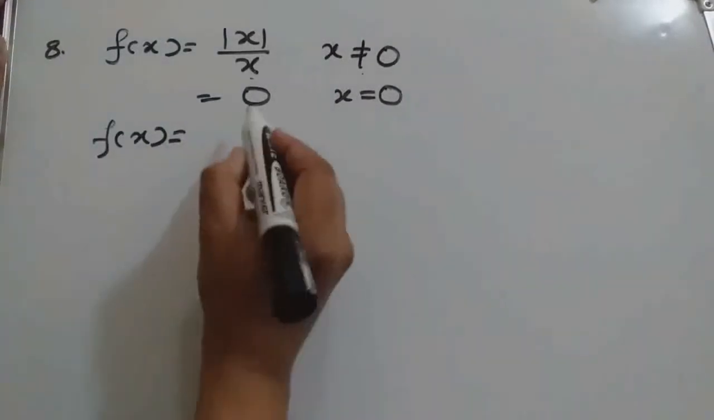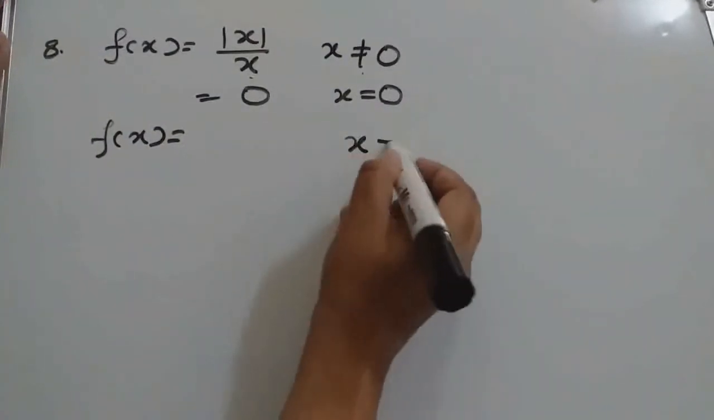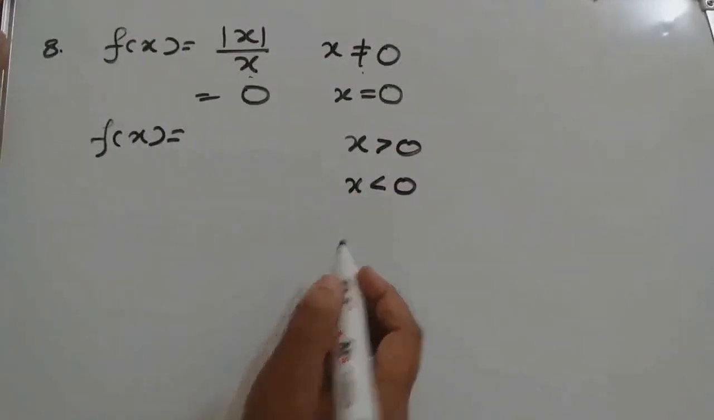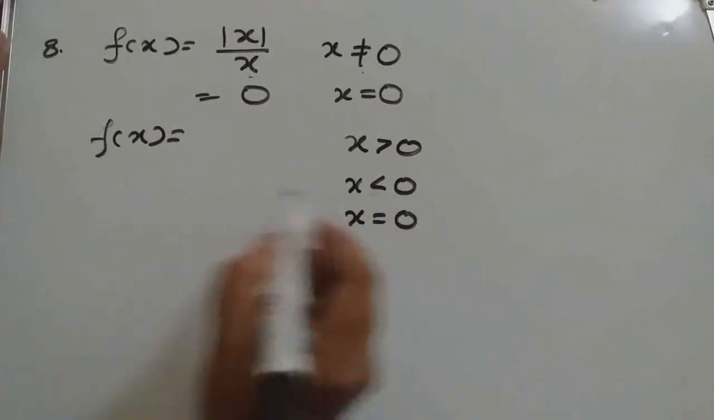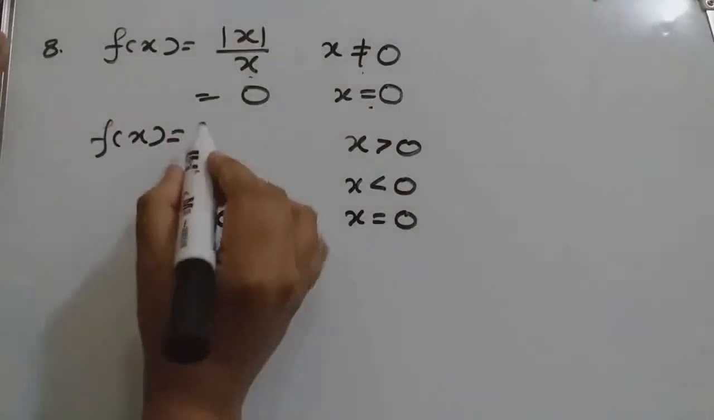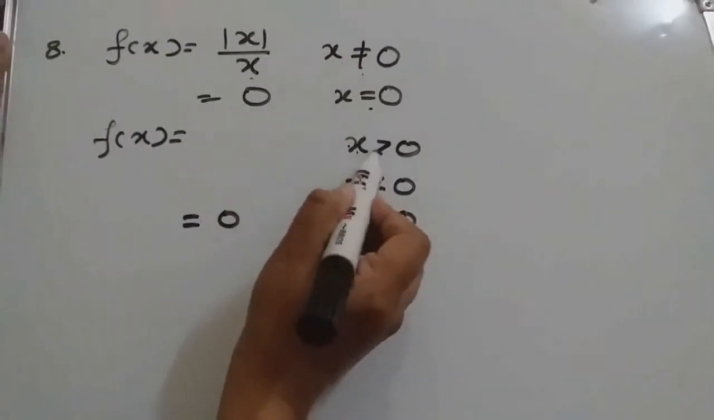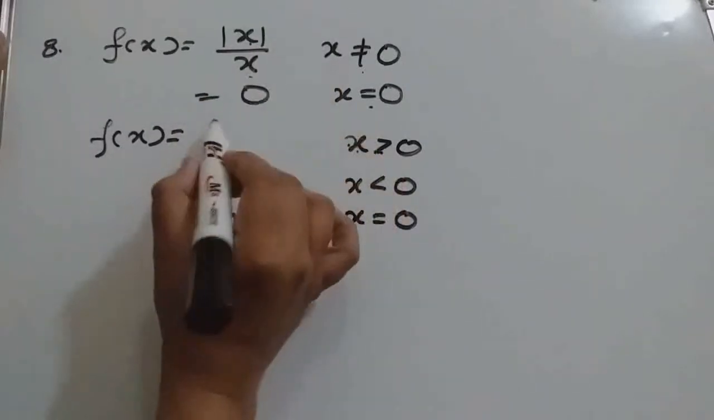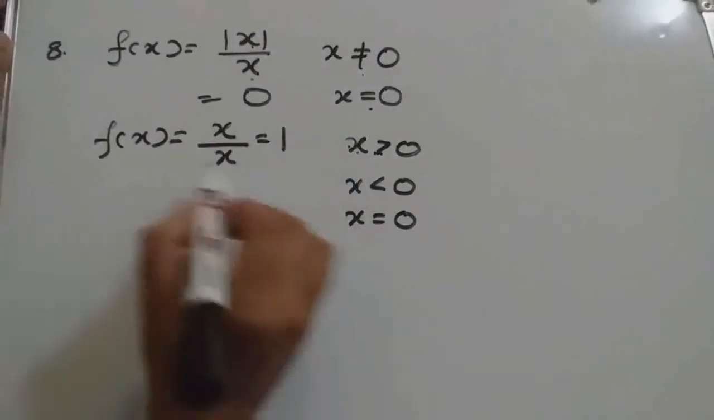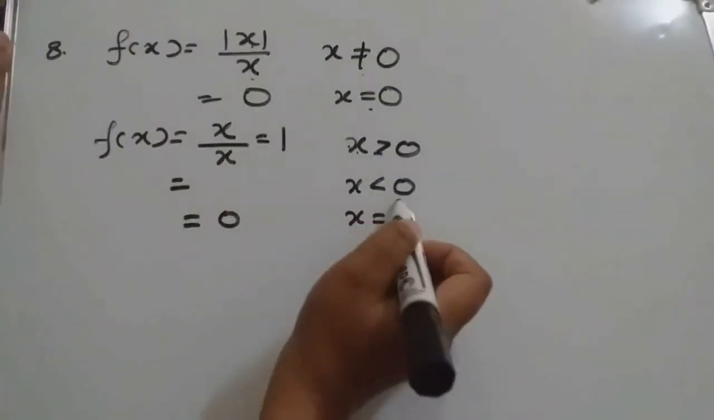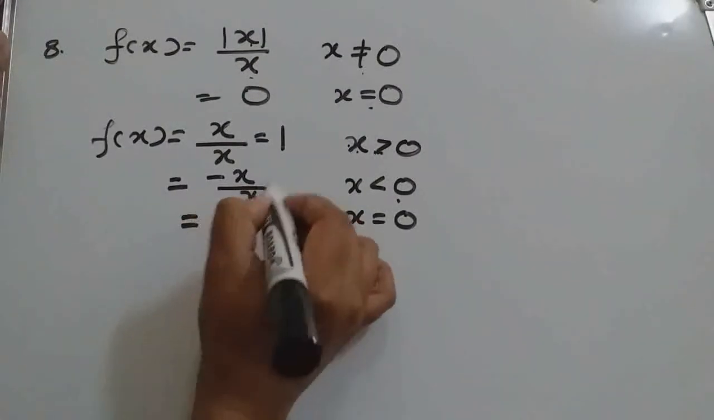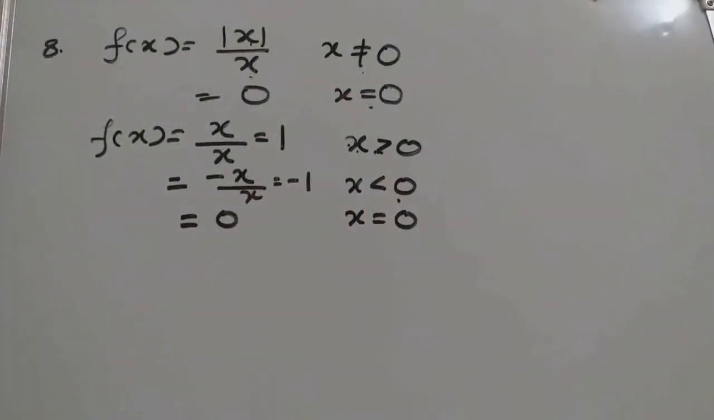So we will redefine the function. That means we will write when x is positive what will happen to this function, x is negative then what will happen, and x equal to 0, so directly it is 0 only. Okay. Now if x is positive, mod x will be x only, isn't it? So the answer will be 1. And if x is negative, mod x will be minus x. Minus x by x means minus 1, isn't it?